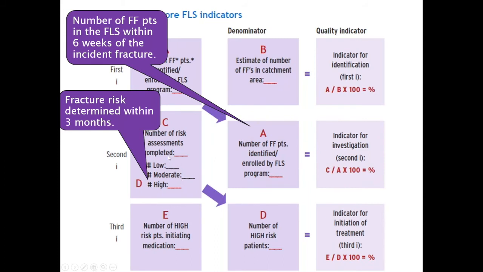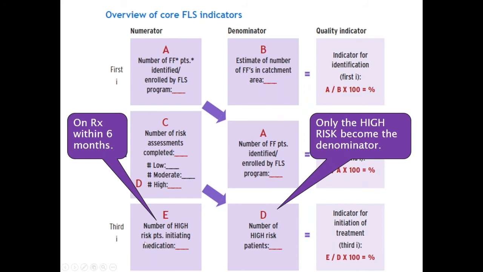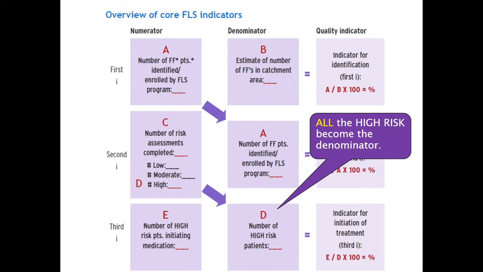Now, we also require the FLSs to differentiate the patients as to whether they're low, moderate, or high risk, because it's only that last number, the high-risk patients, who will become the denominator for the third eye, because they're the ones that clearly need osteoporosis treatment. And this one is that the patients should be started on treatment within 6 months of their being enrolled in the FLS. Now, I want to spend a little bit of time to explain that concept of intention to treat. So this is very clearly all of the high-risk patients. They're all going to be in the denominator, every single last one of these.